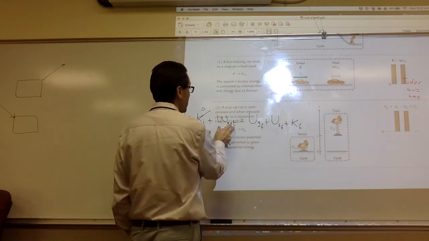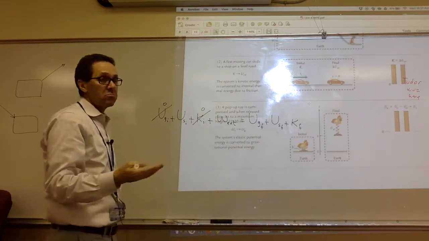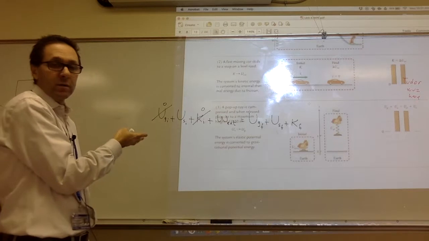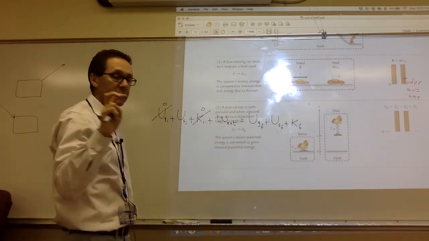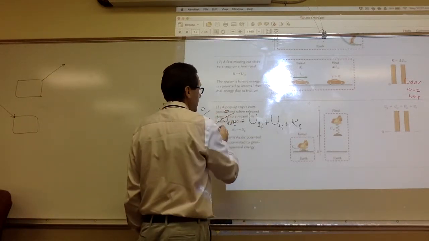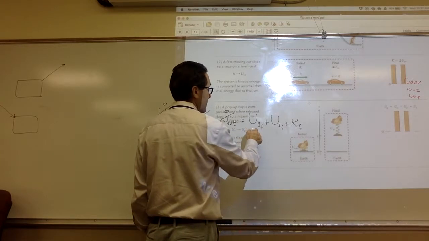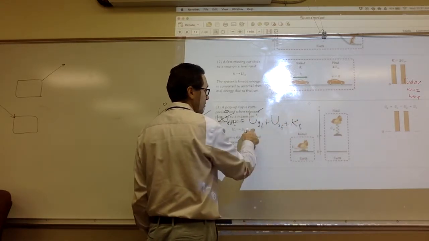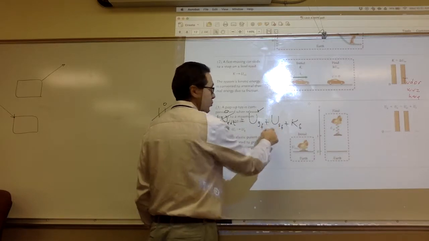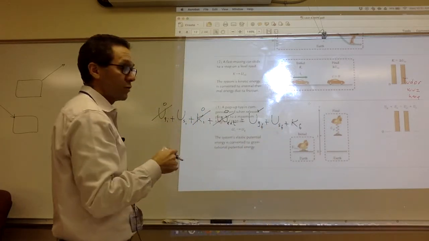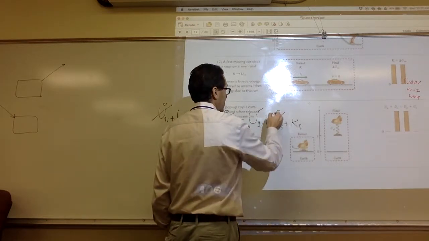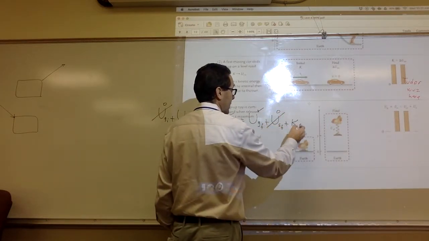Now, is there any work done by outside forces? If we ignore air resistance, there's nothing here. If we had air resistance, we'd have to include that, since it's kind of like a form of friction. And is the toy above where it started? Absolutely. So there is some gravitational potential energy. Is the spring compressed or stretched? Not really.